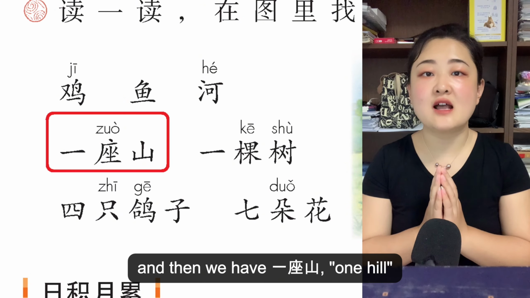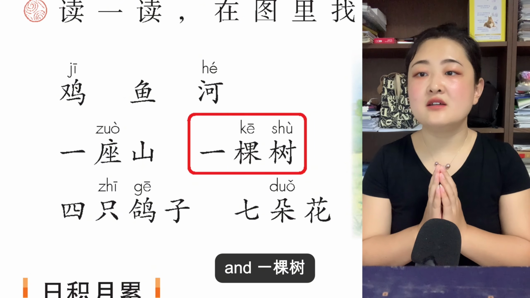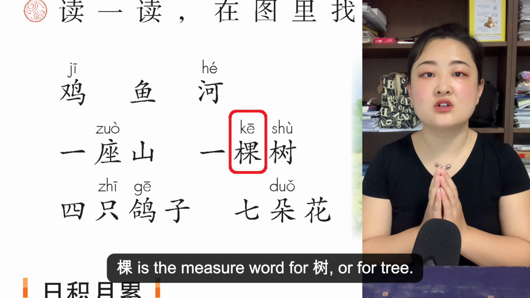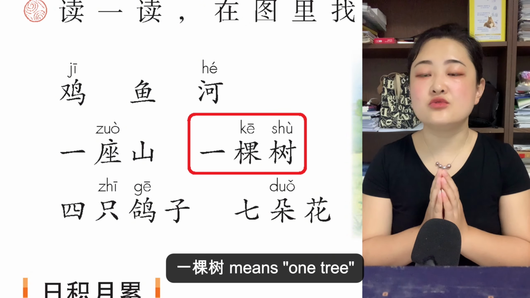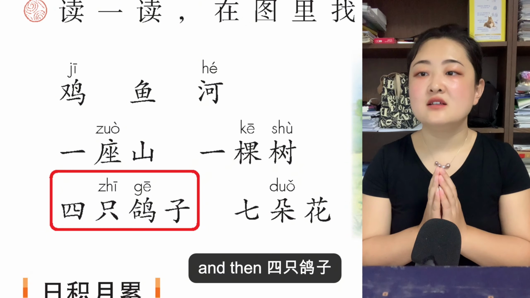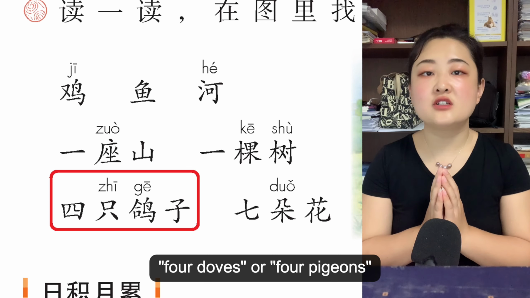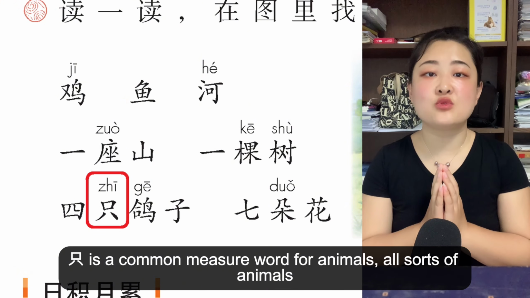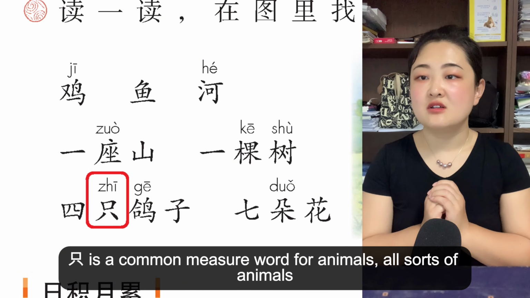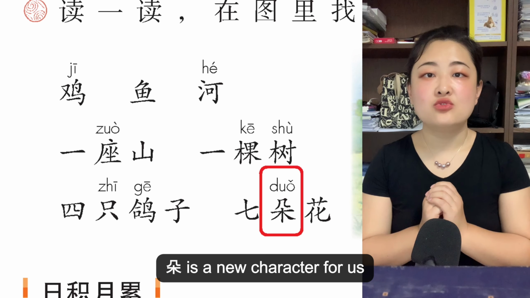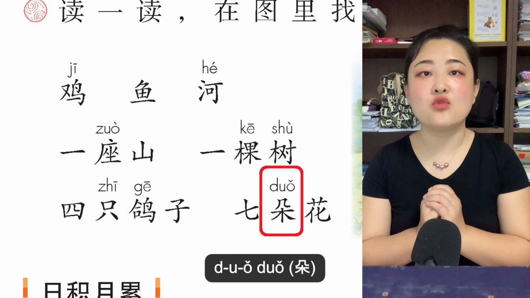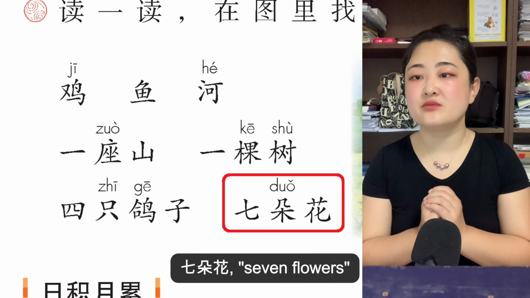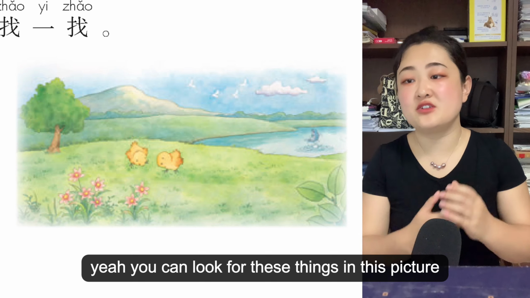And then we have 一座山, one hill. And 一棵树. 棵 is a new character. 棵 is the measure word for 树, or for tree. 一棵树 means one tree. And then 四只鸽子, four doves or four pigeons. We have learned in our proper lessons that 只 is a common measure word for animals, all sorts of animals. And then we have 七朵花. 朵 is a new character for us. 朵 is the measure word for 花, or for flowers. 七朵花, seven flowers. Yeah, you can look for these things in this picture.